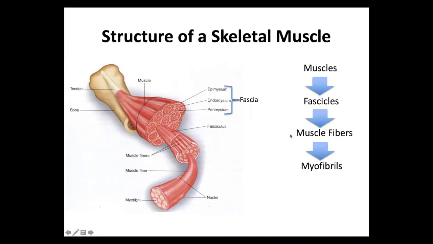So back to this side, if you're labeling, the muscles are made up of individual fascicles. The fascicles are made of individual muscle fibers. The muscle fibers are made of myofibrils. And then each myofibril is sectioned off as sarcomeres. And that is where the magic happens.